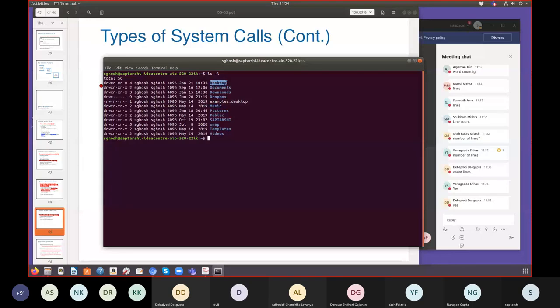So see, there are some things like sghosh. First of all, this is the file name. These are the file or directory names. This sghosh is my login name, but basically this is telling you who is the owner of the file. And you see these. Any idea what these are? RWX, what are those? Exactly. These are permissions, file permissions. R is read, W is write, X is execute.